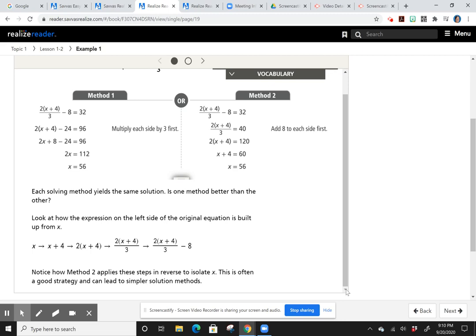If you look at how the expression on the left of the original equation is built up, x goes to x plus 4. Then if you build it up, 2 times the quantity x plus 4, and then 2 times the quantity x plus 4 divided by 3, and then the last part is just minus 8, you can notice how method 2 applies these steps in reverse to isolate the x. This is often a good strategy and can lead to simpler solution methods. So once again, it's up to you.